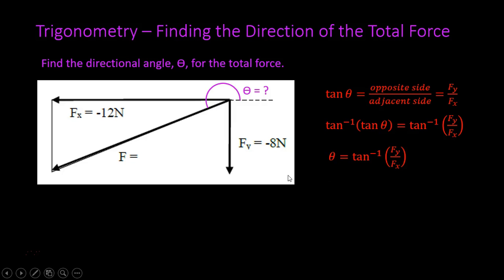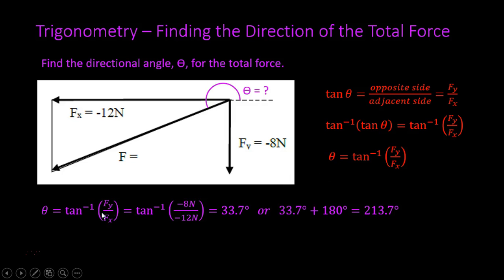So let's go ahead and put this into action. We substitute our strength for the y component, that's -8 newtons, and we substitute our strength for the x component, which is -12 newtons. And I should say we also need to put in the directional sign. So we're not only doing the strength, but we have to use the directional signs. When we put this in our calculator, we're going to get an answer of 33.7 degrees, but that is not the only answer. That's the calculator answer, but there is one other answer.